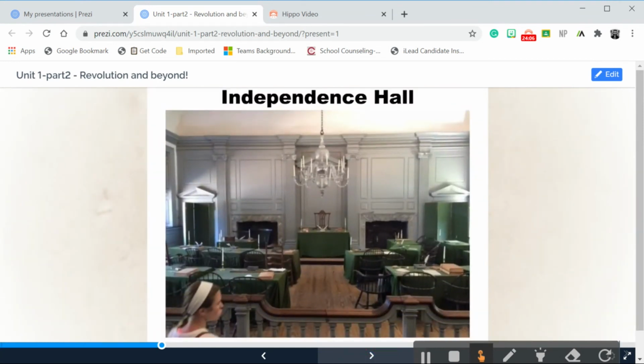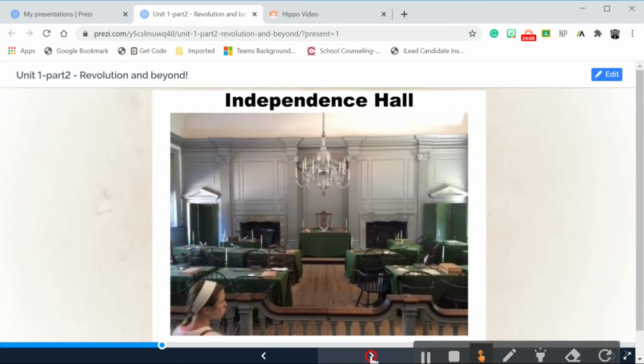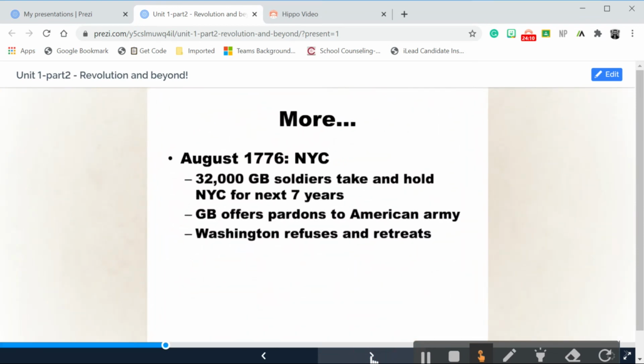Here's Independence Hall, where they actually signed the Declaration of Independence. Now in August 1776 in New York City, you had 32,000 Great Britain soldiers take hold of New York City for the next 7 years. Great Britain offers pardons to the American army.